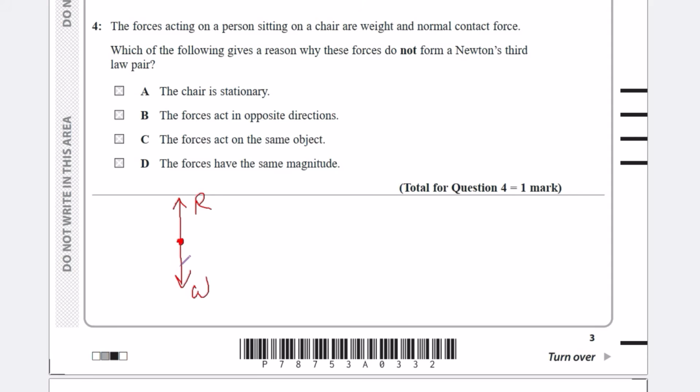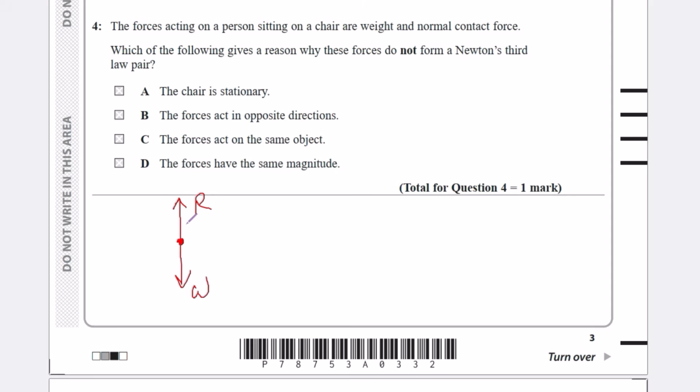And the other requirement is the forces must be of the same type. Weight is a non-contact force, gravitational force, whereas R, the other name for reaction, is a normal contact force. So it is a contact force. The bodies need to be in contact. And just for revision, weight and reaction form Newton's first law pair forces.